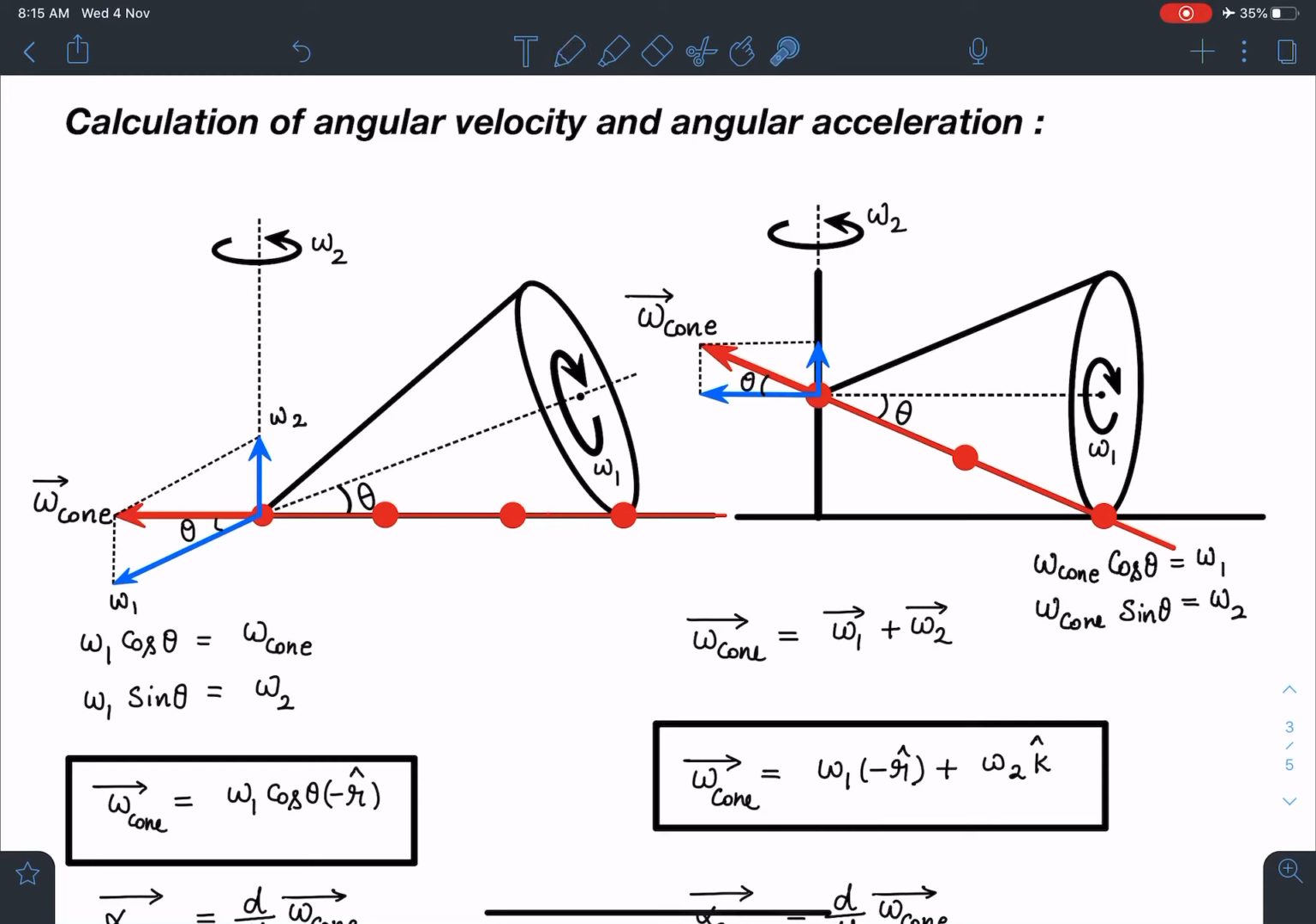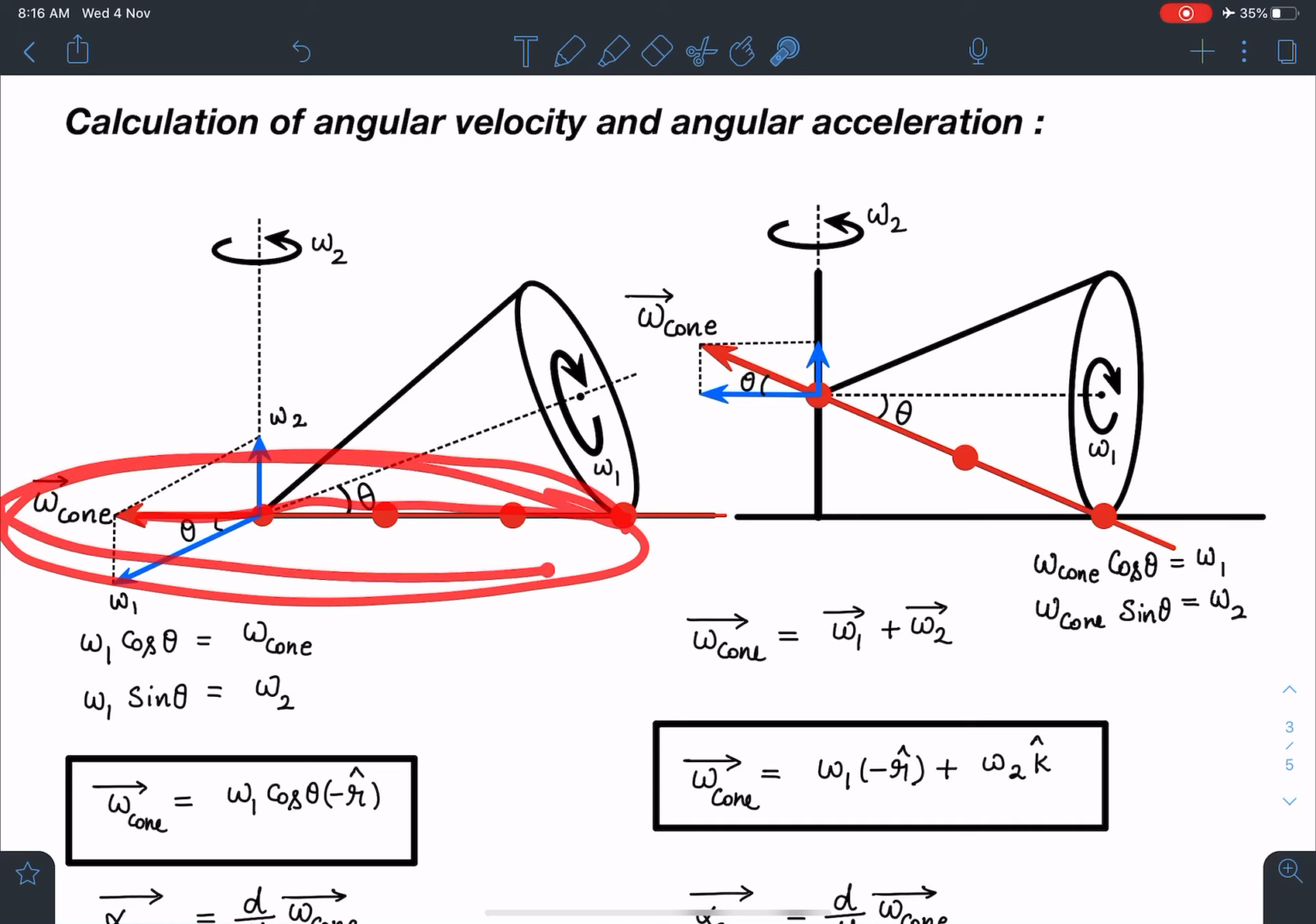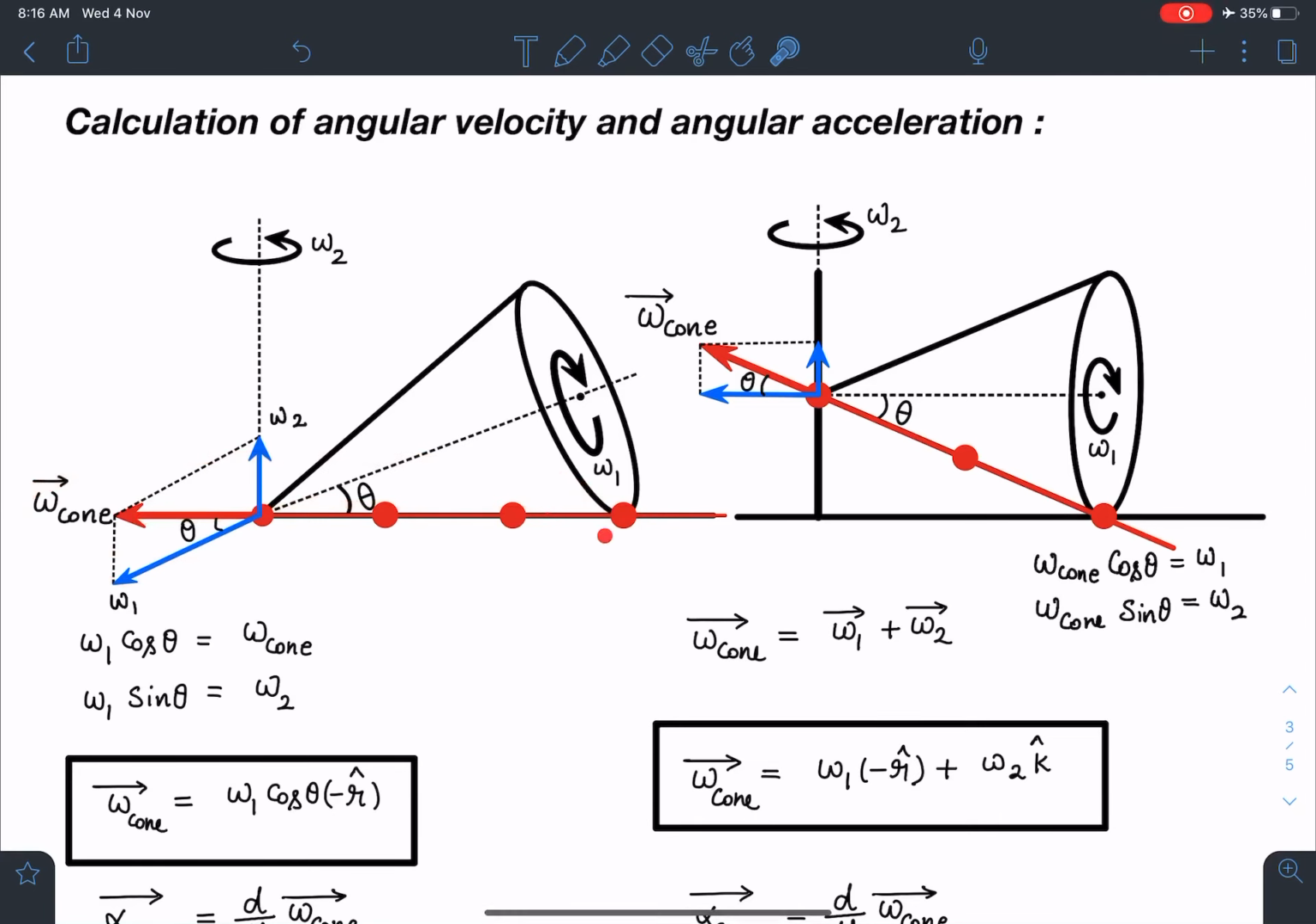So in the first case, it is going to be omega cone. Directly I can say its value is omega 1 cos theta, and direction is this side. For this horizontal circle which you can see here, its direction is towards the center of it. So I'm writing it as minus r cap. That you will see in the top view. If you observe from the top, you are going to see that this line is going to rotate in a circle, and the omega cone is towards this. So minus r cap I can write.